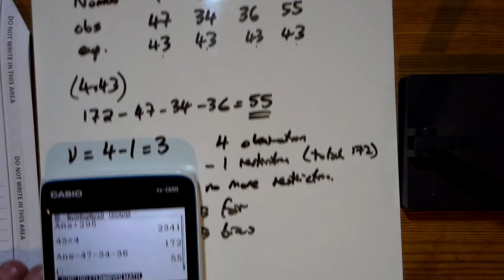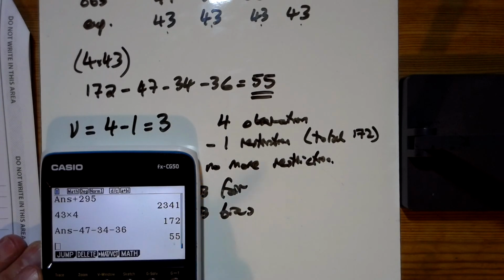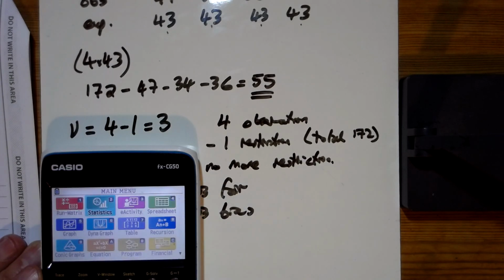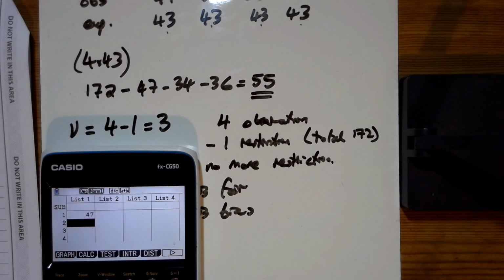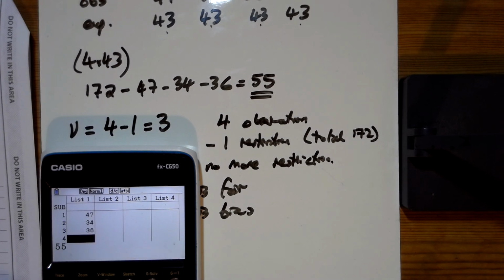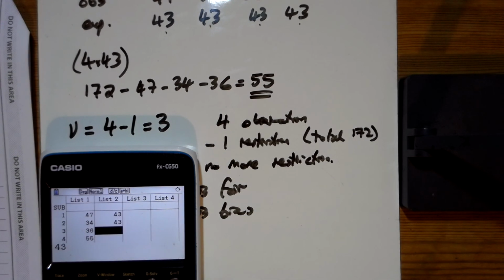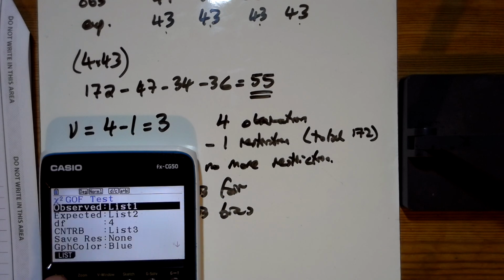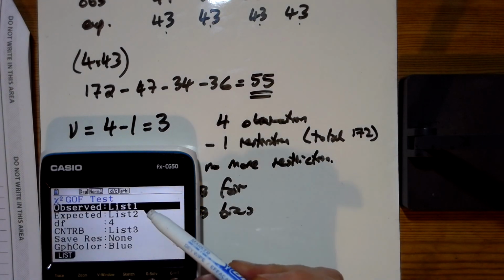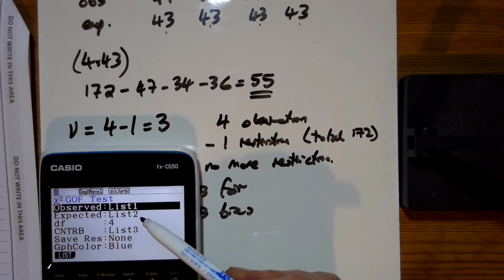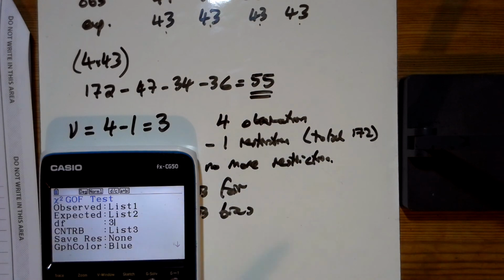So into our, sorry, you're not seeing it there, into our statistics menu, and putting the first set of numbers, the observed values in here, 34, 36, and we had a 55 there, didn't we? And putting in the 43 for each of these here, 43, 43. The test, the chi-squared test, the goodness of fit test. Let's check. The observeds were in list 1, the expected were in list 2, our degrees of freedom is actually 3, and we will store our contributions.